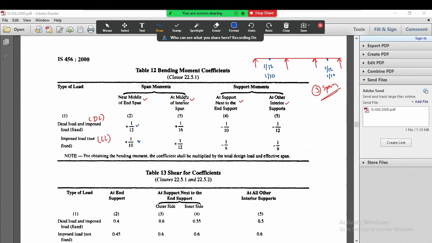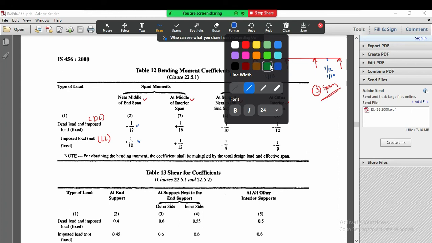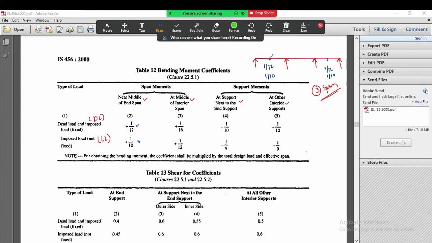Secondly, they have given the middle of the interior span. So the next span is our interior span, which I will show in green color. In the interior span, the factors are 1 by 16 and 1 by 12. At the center, the bending moment coefficients are 1 by 16 for dead load and 1 by 12 for live load.